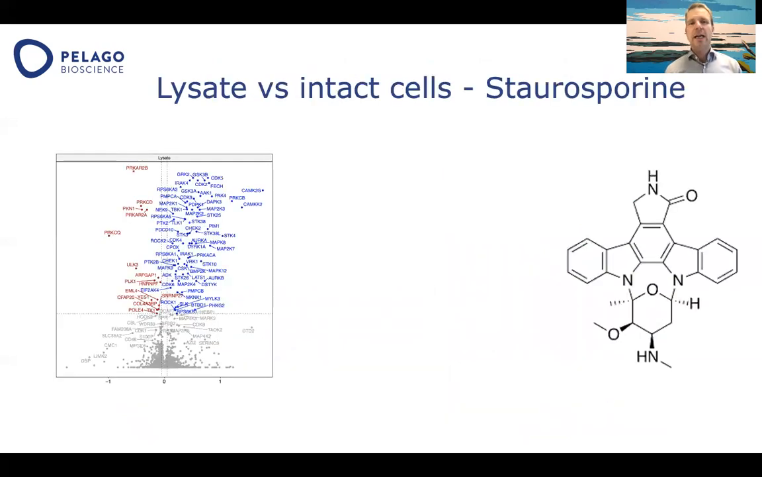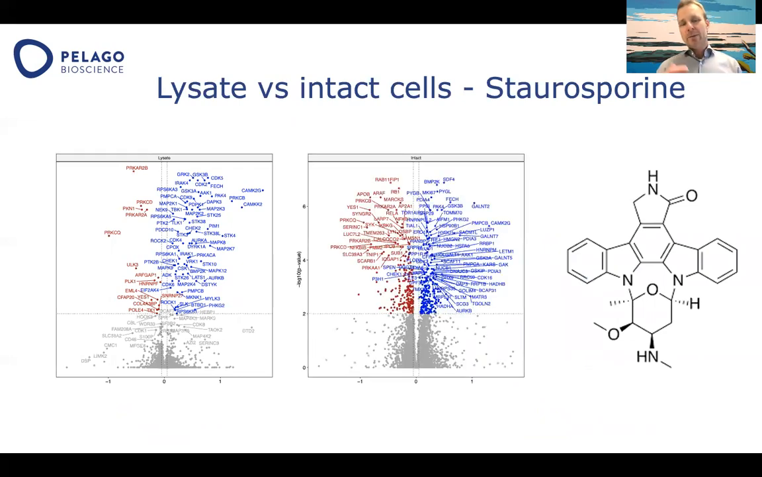As a real-life example, we took staurosporine and profiled it in intact cells. You can see that this volcano plot is quite active. Staurosporine is a promiscuous binder. And it only gets worse, or more interesting, when you look at the intact cell, because there are, of course, proteins downstream which are affected by the primary binding of staurosporine.